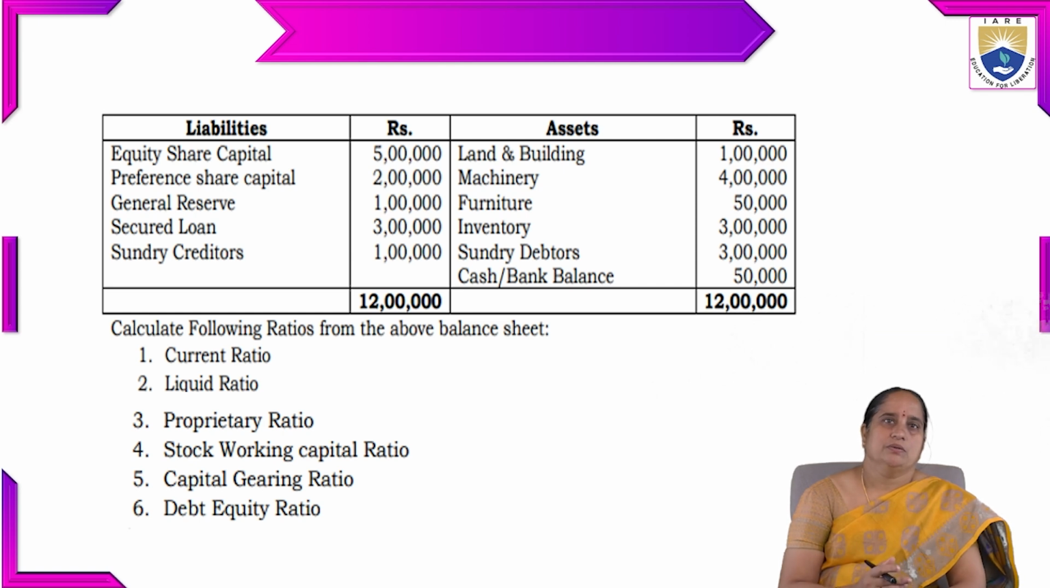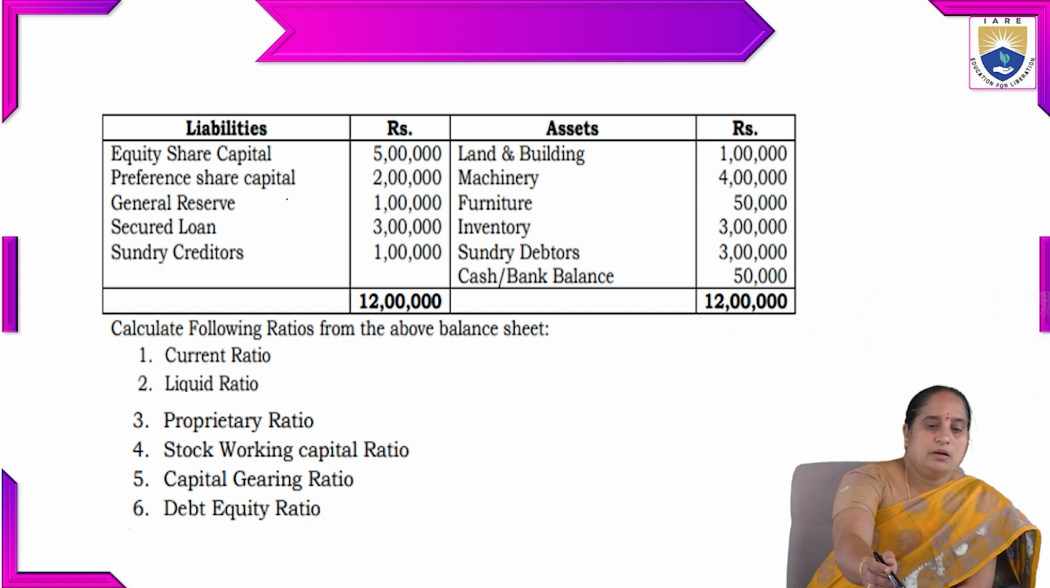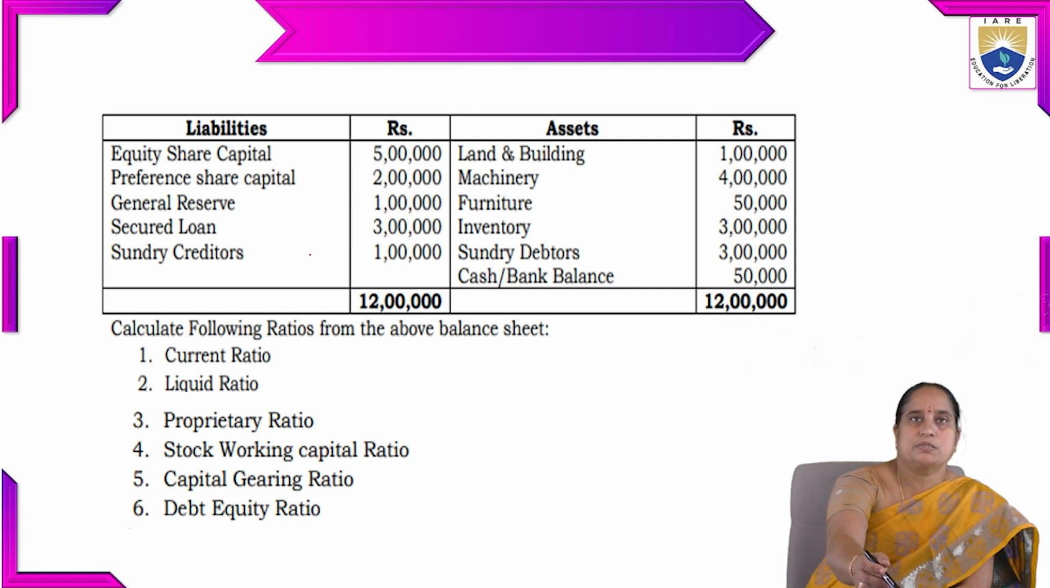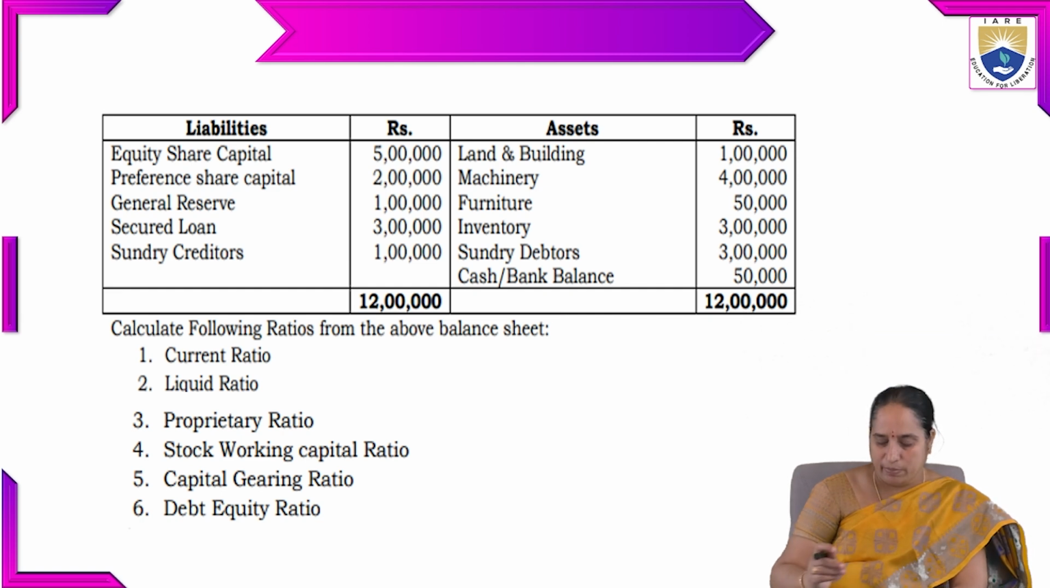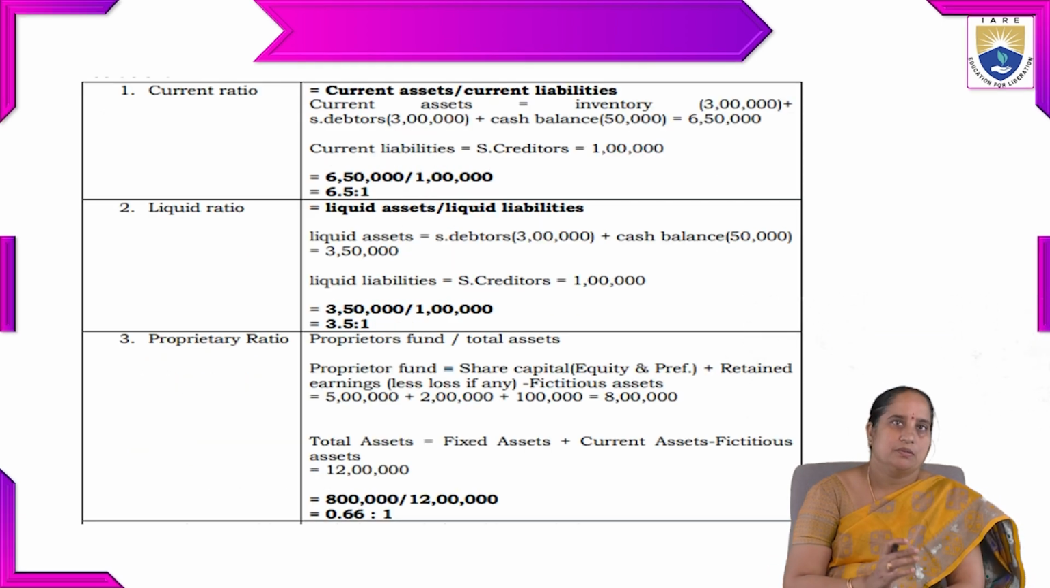Then by using this balance sheet, we need to calculate current ratio, liquid ratio, proprietary ratio, stock working capital ratio, capital gearing ratio, debt equity ratio. So equity share capital and preference share, general reserve, secured loans, sundry creditors, these all come under liabilities. Whereas coming to the assets, we have both fixed and current assets: land and building, machinery, furniture, inventory, sundry debtors, cash or bank balance.